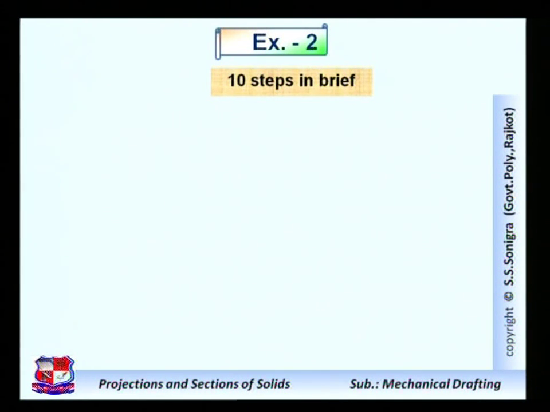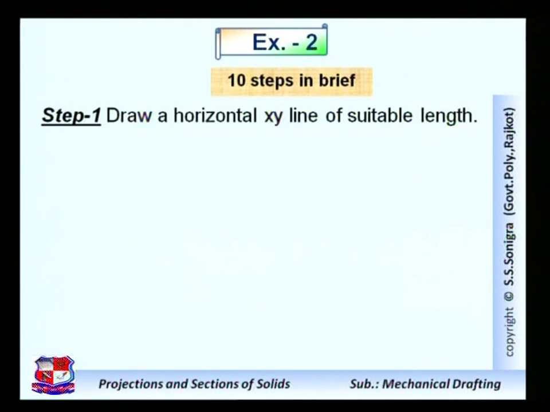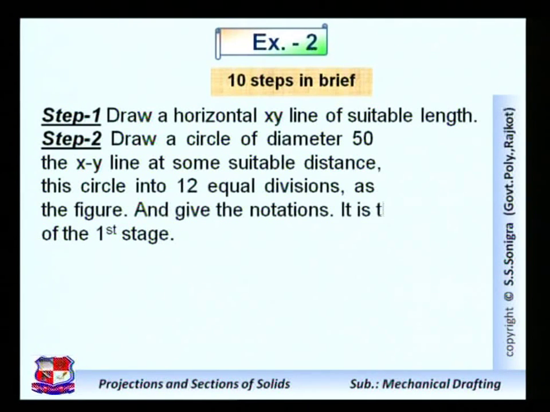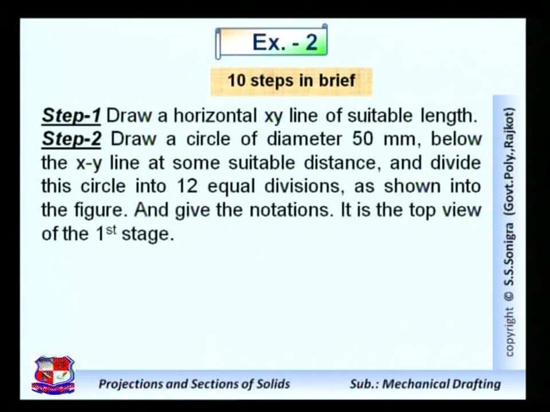Now this problem is subdivided into 10 steps. Let me discuss all these 10 steps, how to solve this problem. The first step: draw a horizontal XY line of suitable length. Step 2: draw a circle of diameter 50 mm below the XY line at some suitable distance.